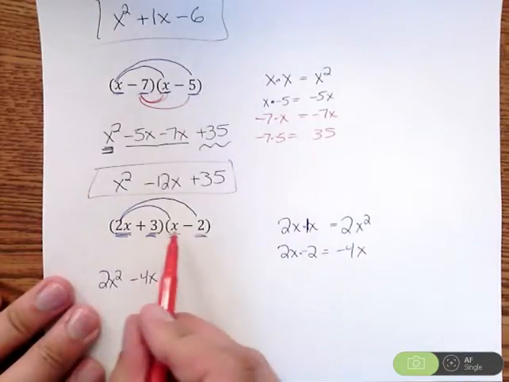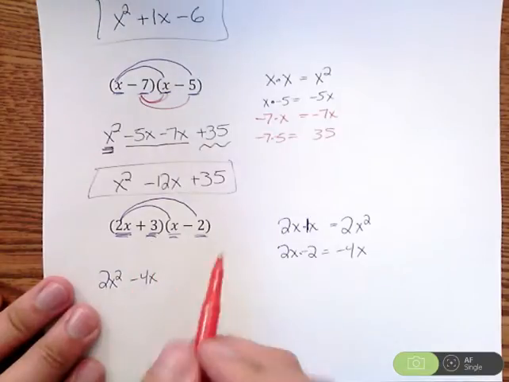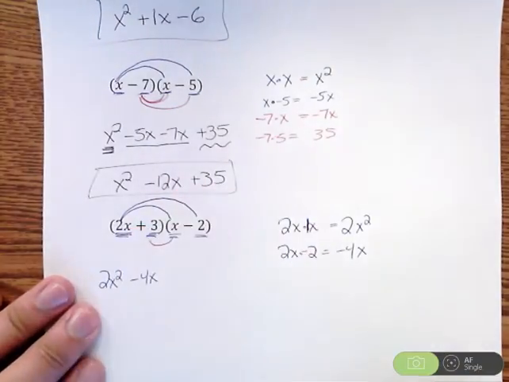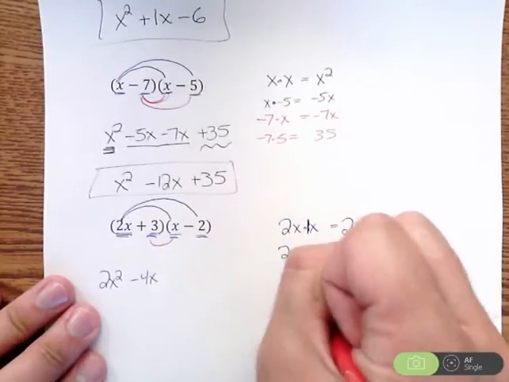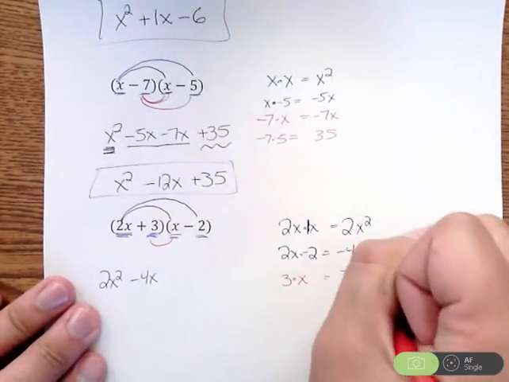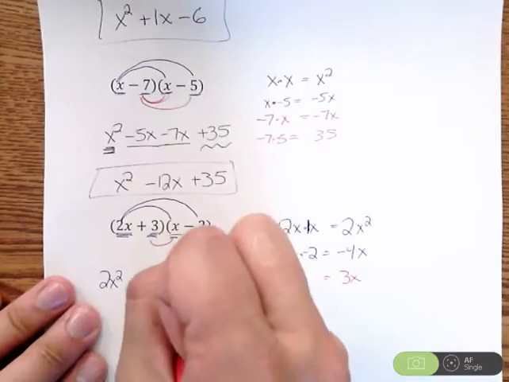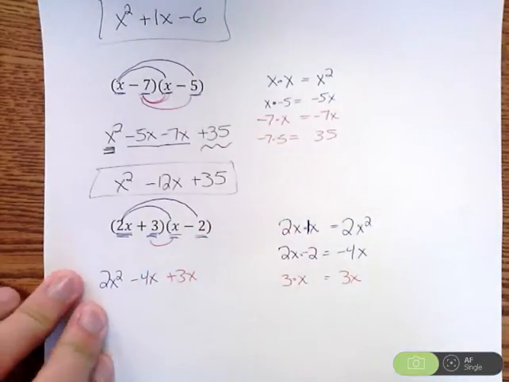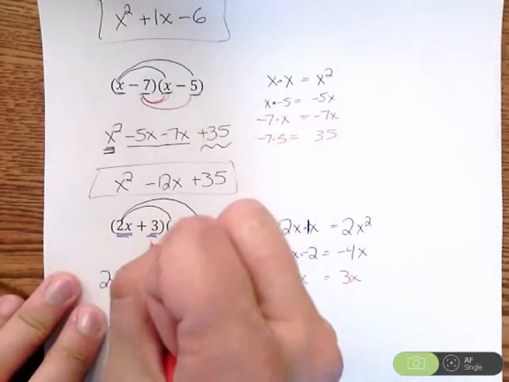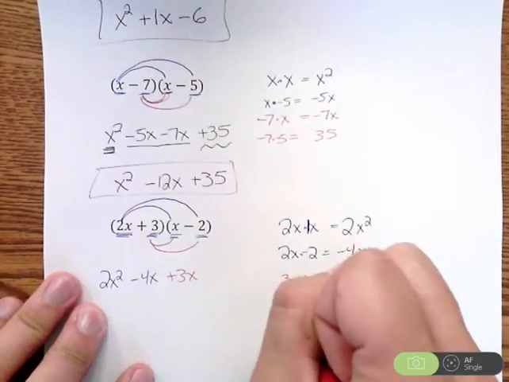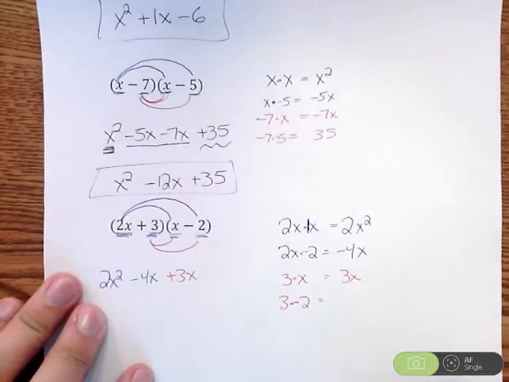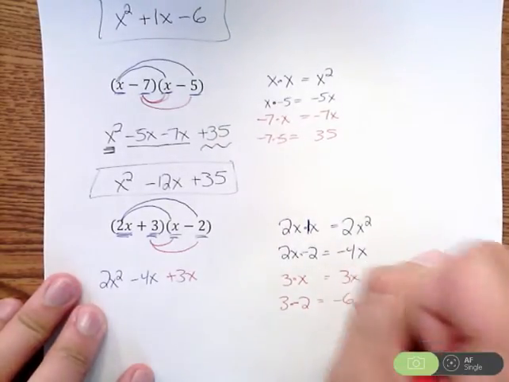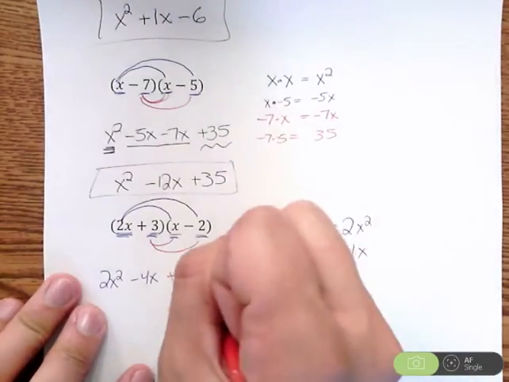So I took the 2x, distributed through. Now I'm going to take the 3 and distribute it through. So 3 times x is 3x, and that's positive, so I'm going to put a plus 3x there. And then take this 3 times negative 2. 3 times negative 2 is negative 6.